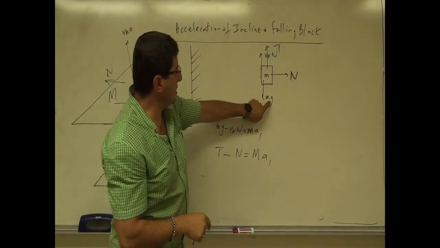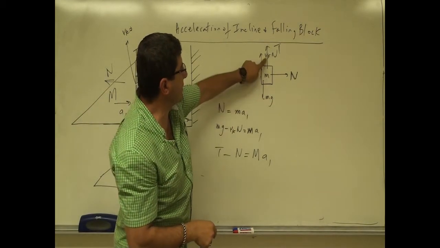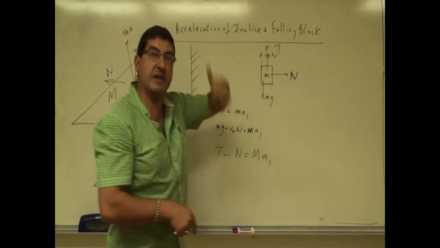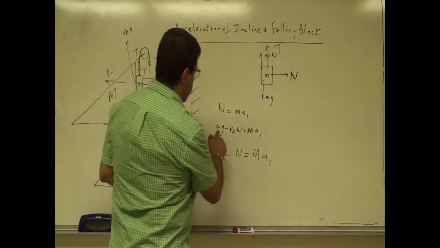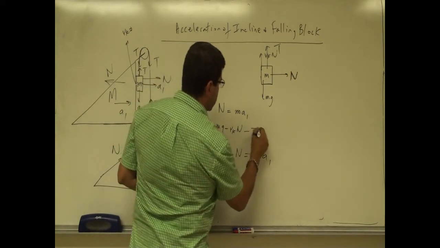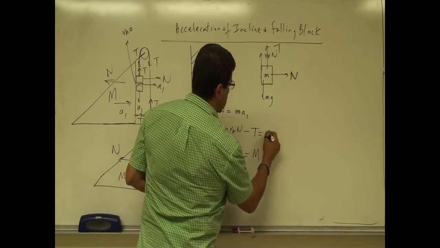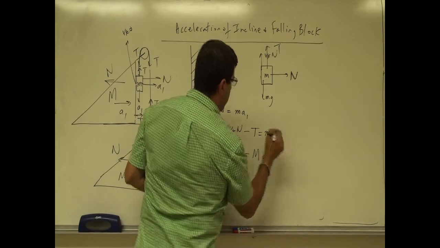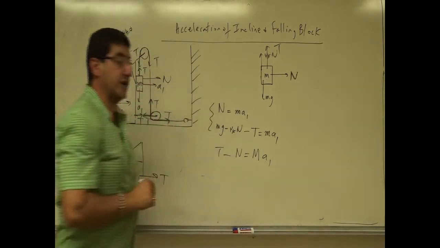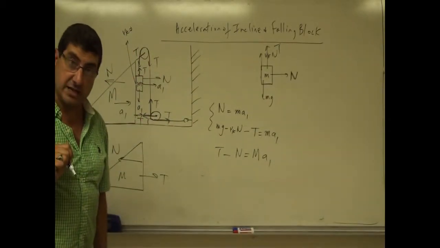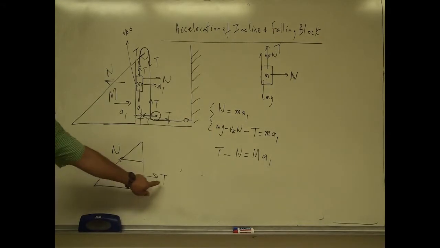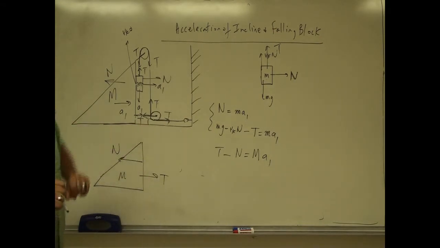So the mg has to now not only beat the friction force, but it also has to beat the tension that is trying to make it accelerate up. So we have here mg minus mu k n, then minus T is equal to little m a1, then n is equal to m a1. So these two are the forces on the little block, little m, and these are the forces on the inclined plane, T minus n is equal to big M a1.